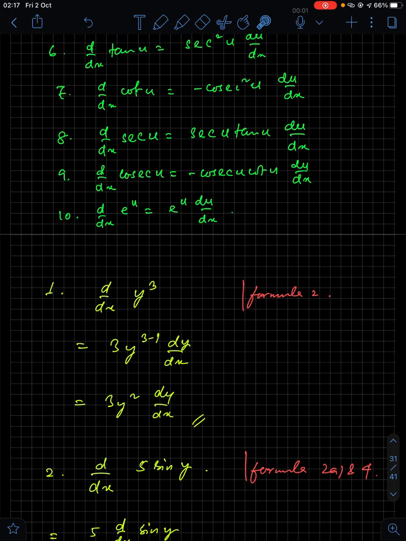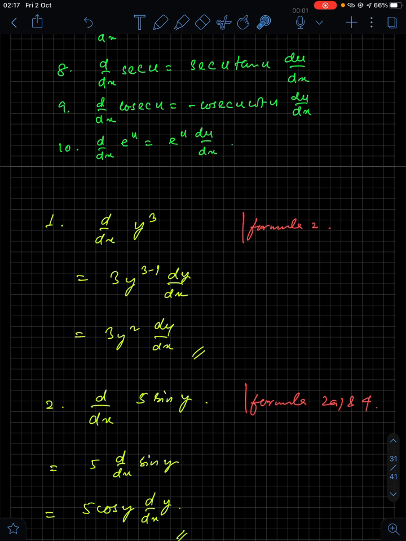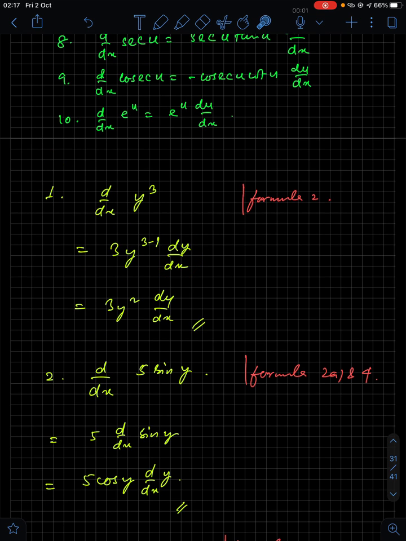Alright, so in accordance with these formulas, we see question number 1, d/dx of y cube. Here y is treated as u, and your n is 3, right? So n u to the power n minus 1, that is 3 y to the power 3 minus 1. And you have d/dx of y, the repeated part. So 3y square dy by dx, or d/dx of y, is your result.